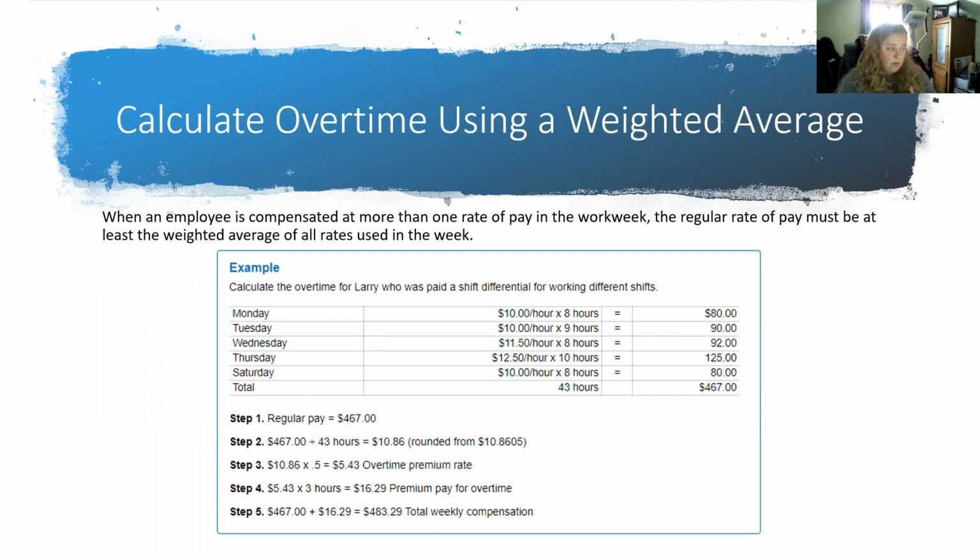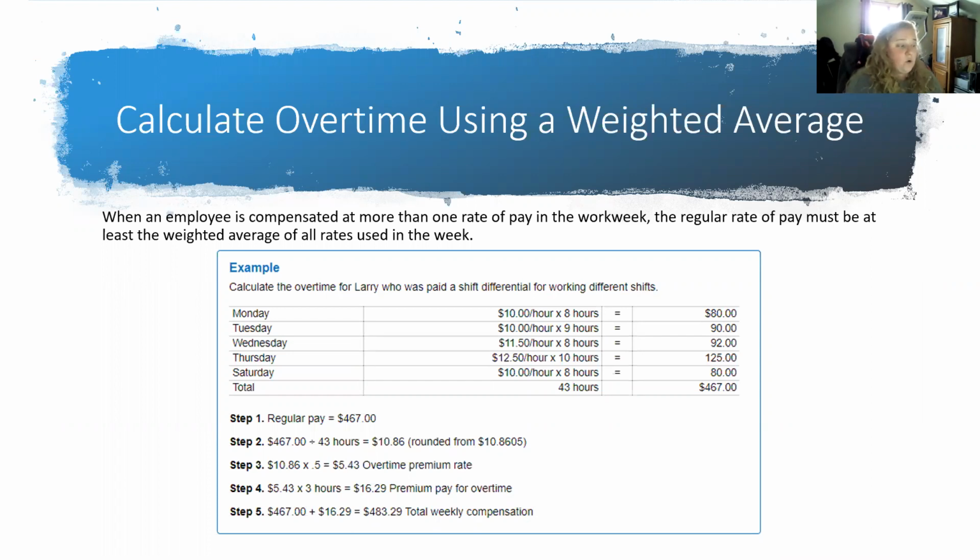To get our regular rate of pay, we're going to divide by the 43 hours that he worked, and we get $10.86. To get our overtime premium rate, we're going to multiply that by 0.5, which gives us $5.43. He worked 43 hours during the week, so that means 3 hours of the week gets the overtime premium. So 3 times 5.43 is $16.29.